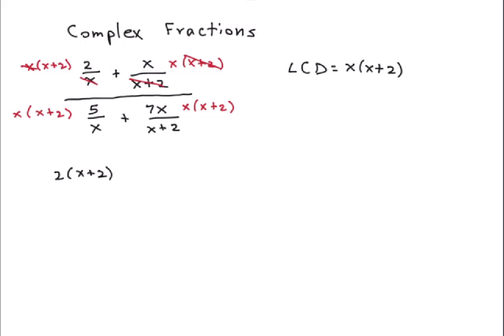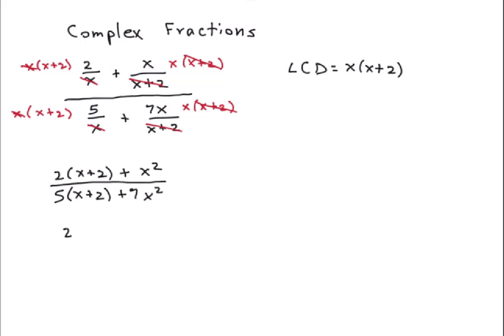The x plus 2's cancel here, which leaves us x squared. On the bottom, those x's cancel, leaving us with 5x plus 2, and the x plus 2's cancel, leaving us with 7x squared. And in that way, we've gotten rid of all of our denominators within the fraction, and so now this is simplified quite a bit. The only thing we have left is to distribute and simplify the numerator and denominator.